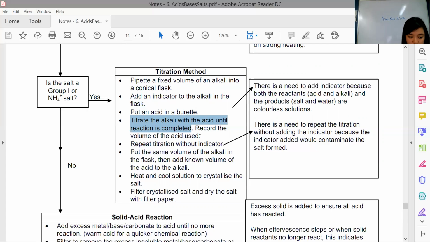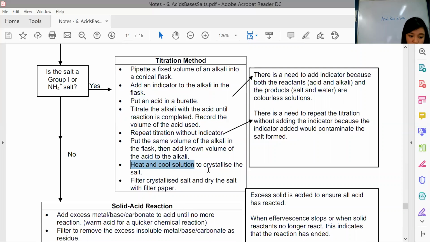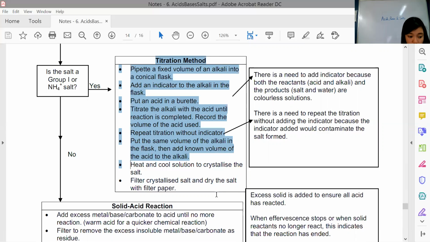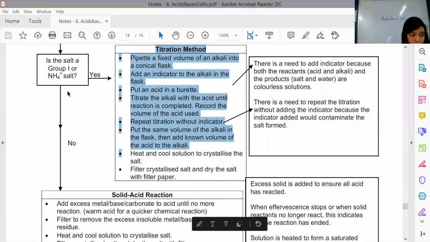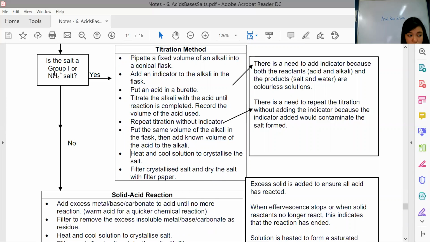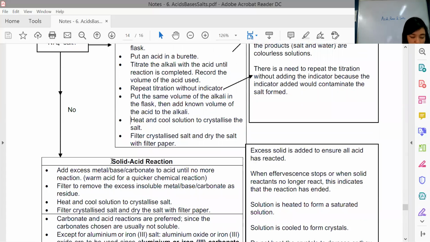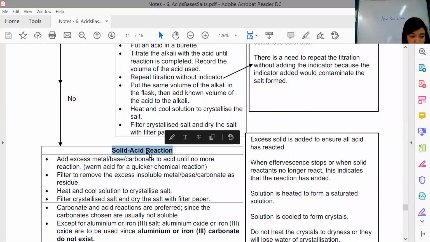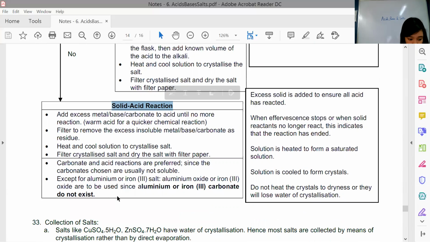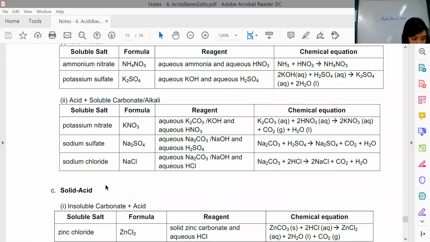Now that we know the volume of the acid used, we should repeat the titration without the indicator, because you don't want to contaminate your salt. Then once you get your salt, you can heat, cool, and crystallize it, filter, wash, and dry between filter paper. If the salt is soluble and is not a group 1 or ammonium salt, we move down the table. We shall use the solid acid reaction. Solid acid reaction means you have to react a solid with the acid together in order to get your soluble salt. So we look at an example at the bottom.